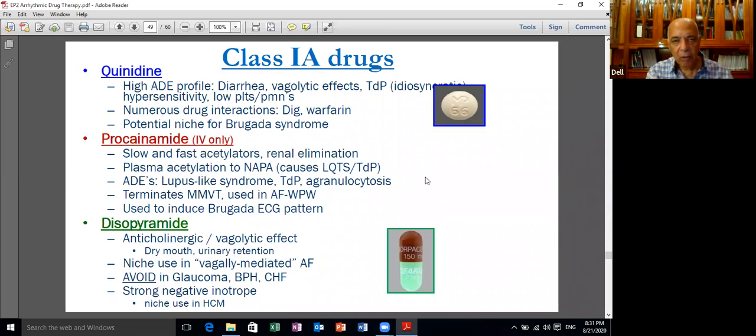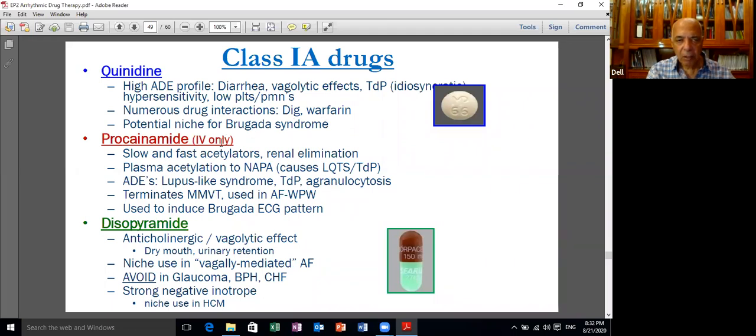Remember, Brugada syndrome is hyperactivity of the Ito, the transient outward current responsible for phase 1 repolarization. So it's hyperactive in these conditions. If you block it, and quinidine has this effect, a niche effect in blocking the Ito, the transient outward current, and therefore this is the main use of quinidine at the present time.